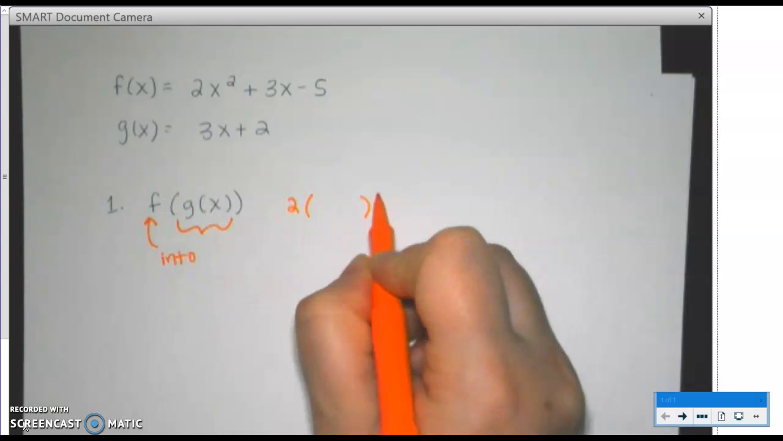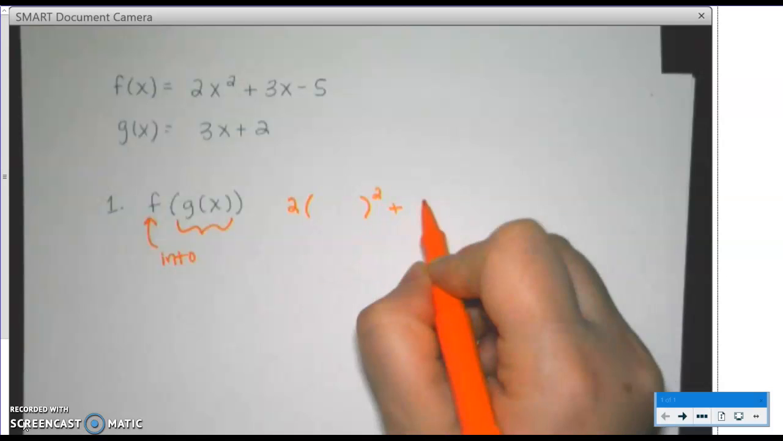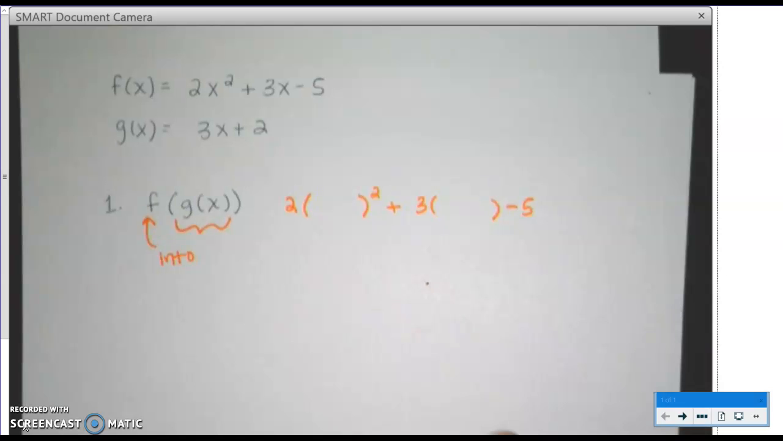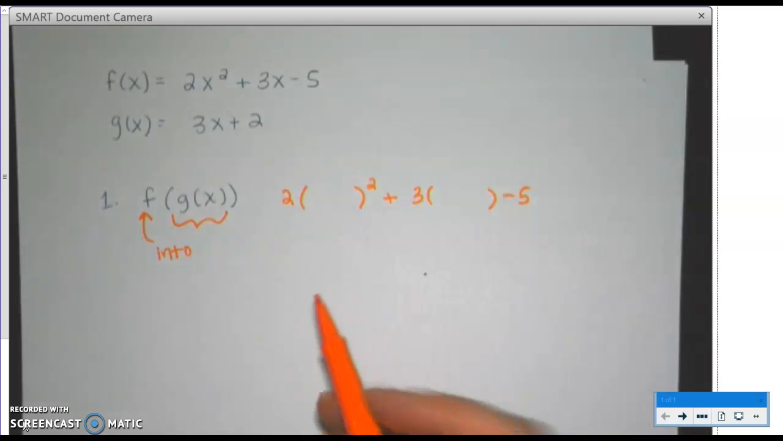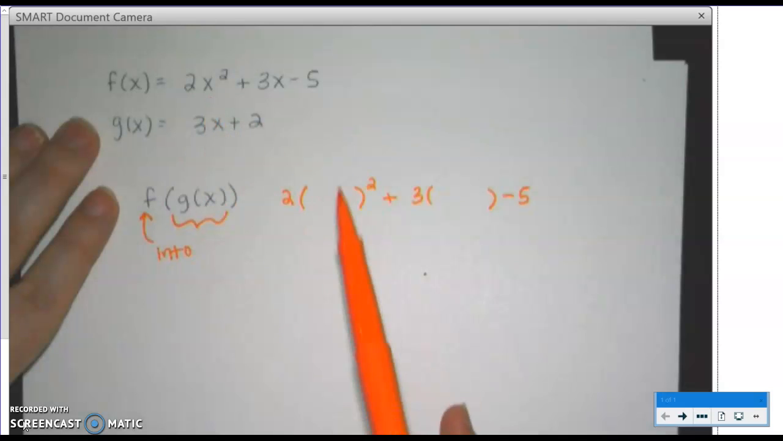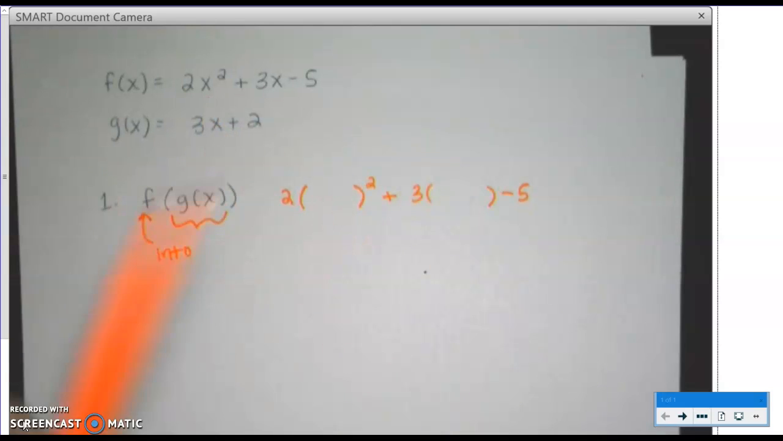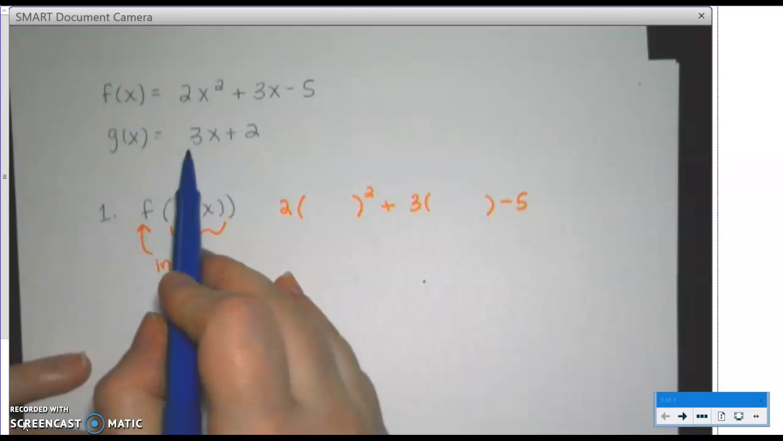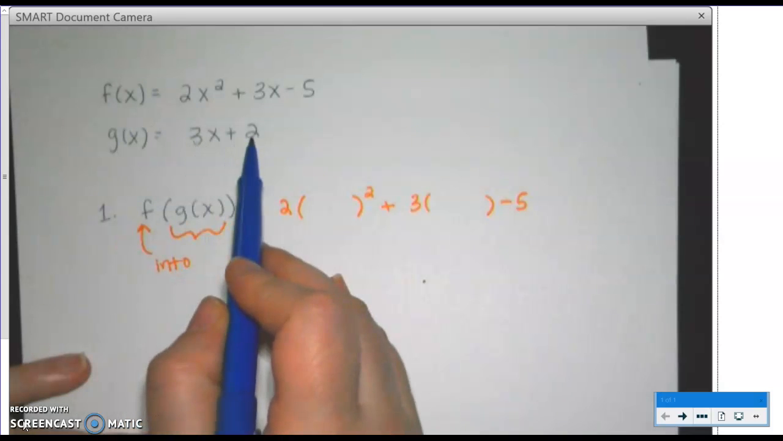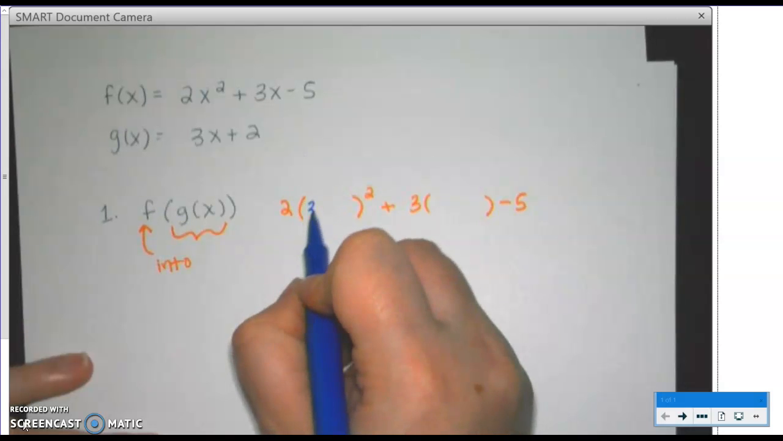So that was 2x squared plus 3 times x minus 5. So it's the exact same rule, only instead of x, I have an open space for what I am going to be putting into that spot. And so g of x is 3x plus 2. So that's what I'm going to be putting in those open parentheses.